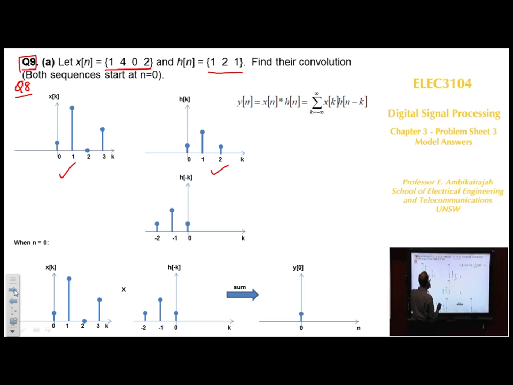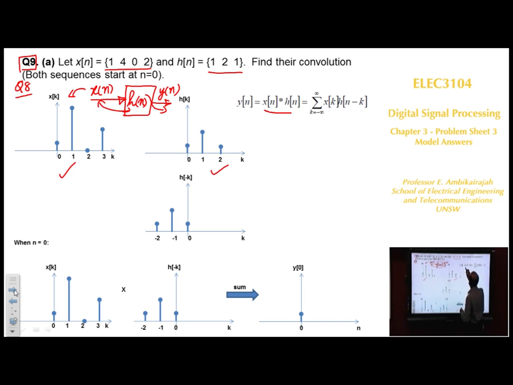The first question you'll be asked is, what are these sequences? That means this is my xn coming in here. This is my hn or hk. And I'm asked to find yn. That's all it is. Finding the convolution of two sequences means xn convolved with hn will give you yn. So xn is here, hn is here. How do you find it? That's what the question is.